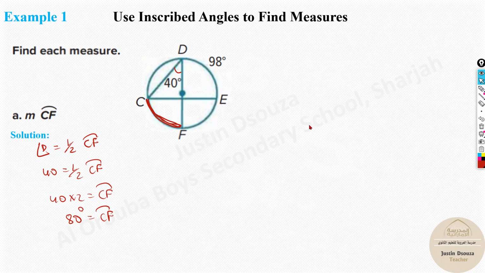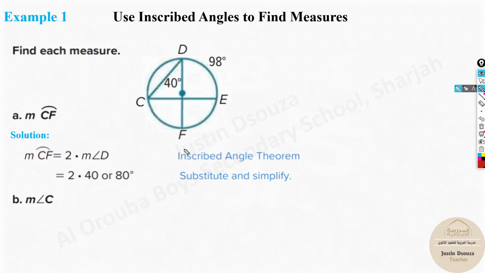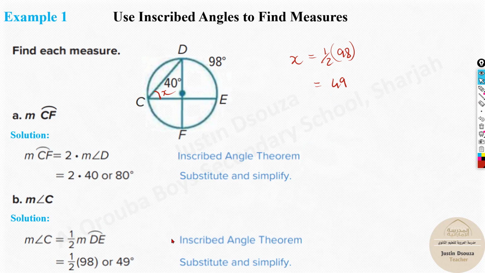Now we will move on to the next problem. It's very simple. There is one more question over here, the B question. Let's do it. Find the measure of angle C. How do you find this? We can see the intercepted arc for this inscribed angle is 98. So X will be equal to half of 98. That is 49, 2 less than 100. So that is 49 degrees. So the answer is 49 degrees.